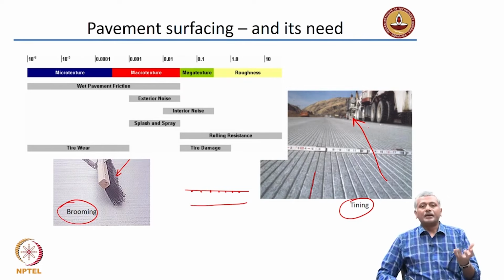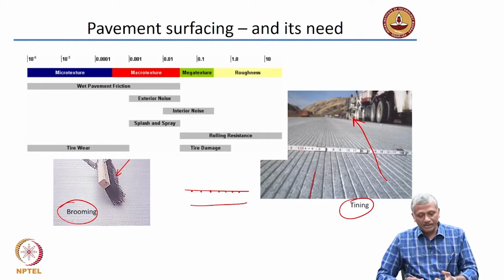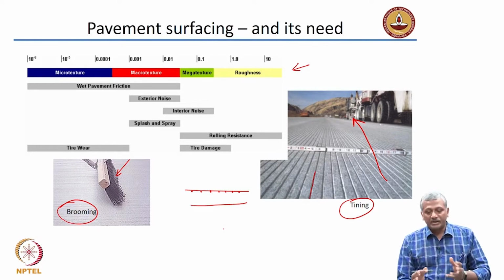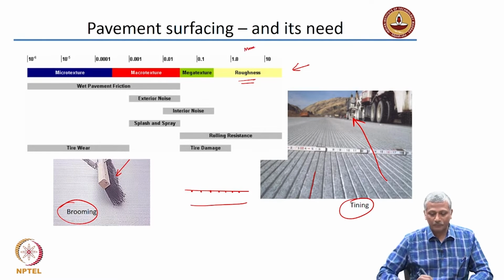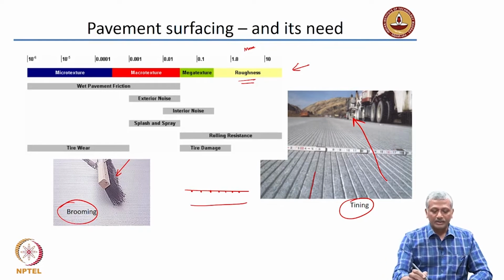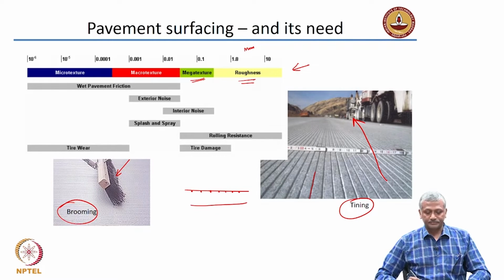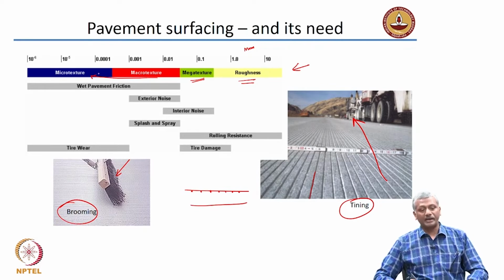Okay. So, depending upon what you need in terms of performance, you can have different types of pavement textures, and that is what is shown here on the top. Different pavement textures, for example, roughness is of the order of a few millimeters, 1 to 10 millimeters. Then you have what is called mega texture, which is about 0.1. And as you go smaller and smaller, you go to macro texture and micro texture.